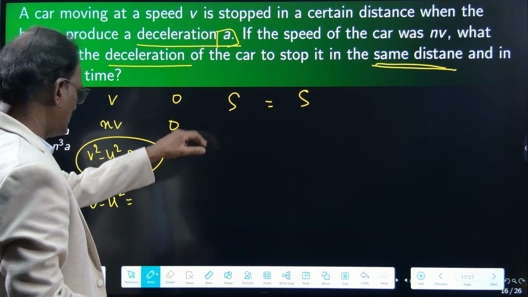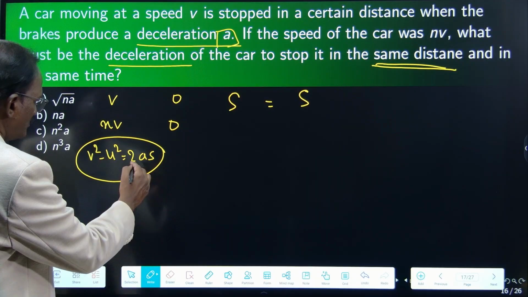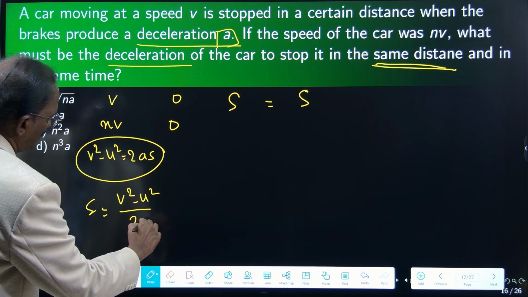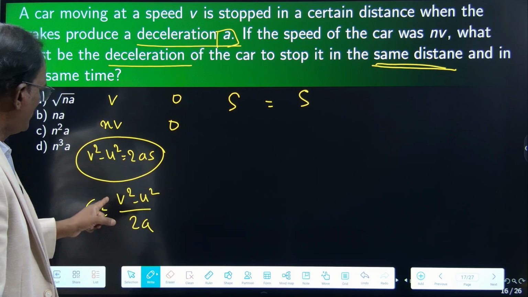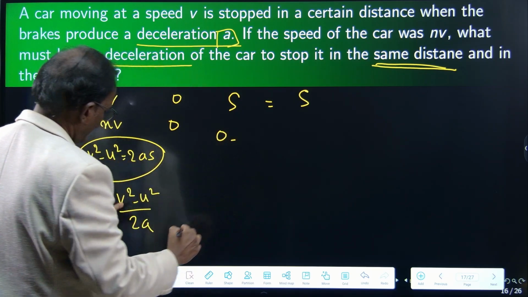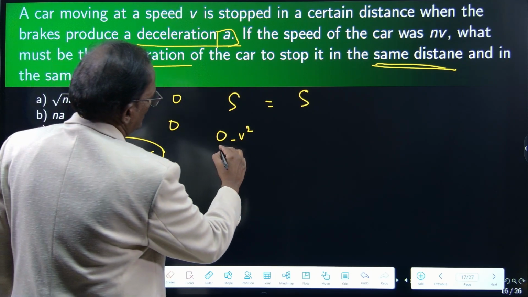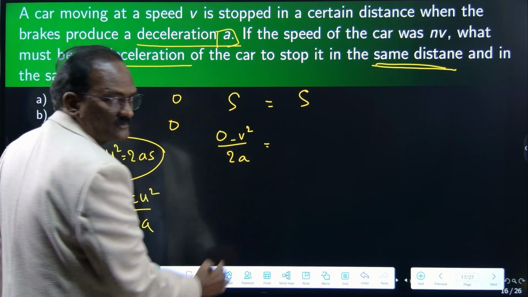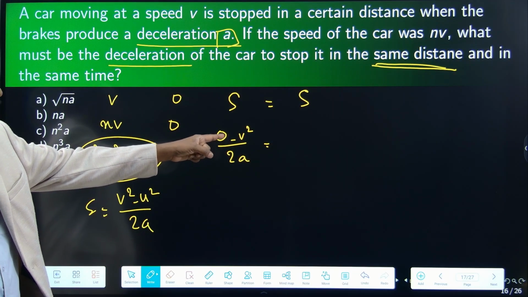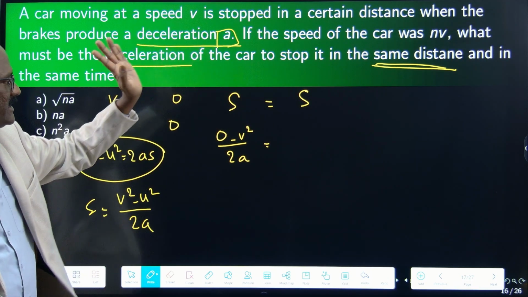Let us write the equations separately. So s is equal to v square minus u square by 2a. First case: 0 minus u square, with u equal to v, so v square divided by 2a. In the first case, final speed is 0, it is stopped. Initially it is moving at speed v, and the deceleration is given as a.